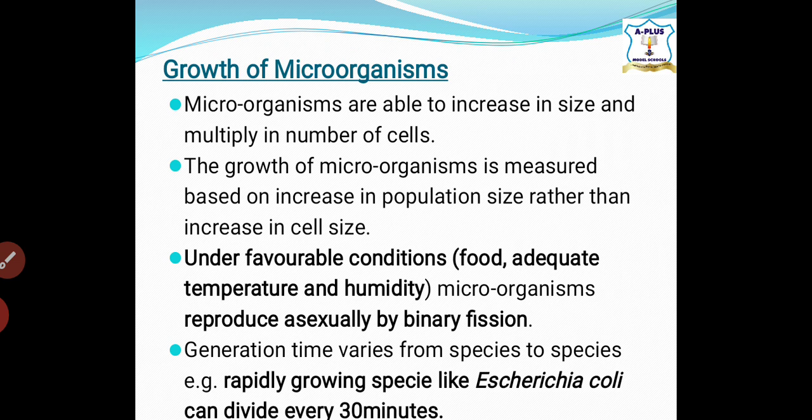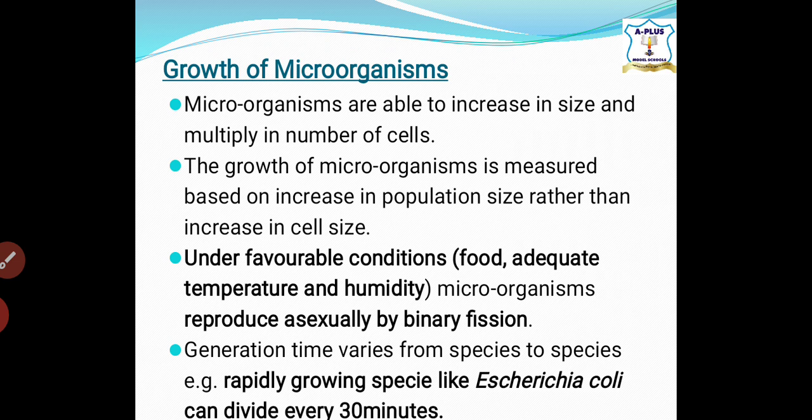Now, continuing on growth of microorganisms. Microorganisms are able to increase in size and multiply in number of cells. Yes, they can increase in size. They are very prolific. They increase rapidly. The growth of microorganisms is measured based on increase in population size rather than increase in cell size. Yes, it's the population that you calculate. You don't calculate the cell size. So you can measure the growth of a microorganism by the population size rather than what?